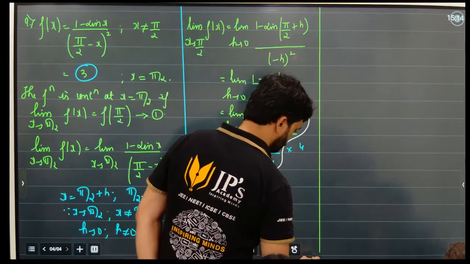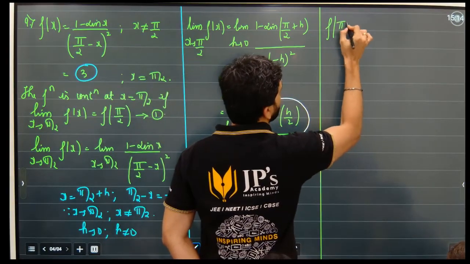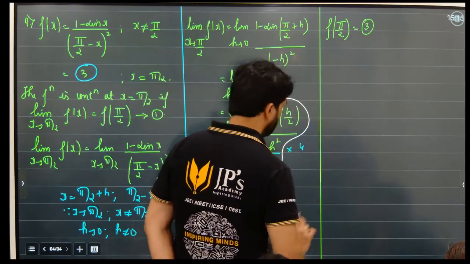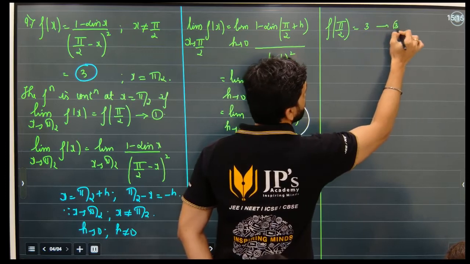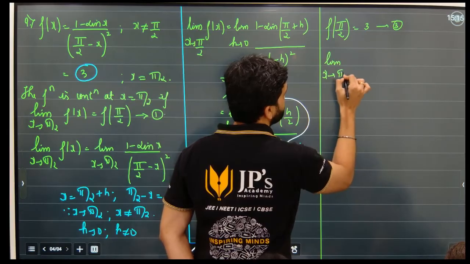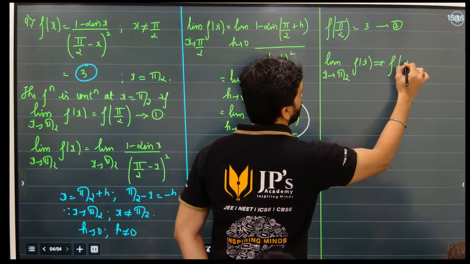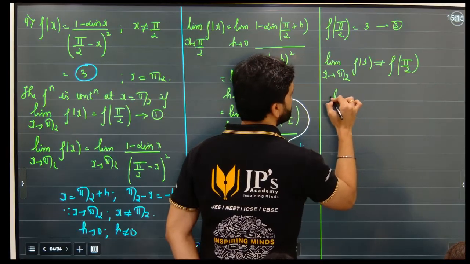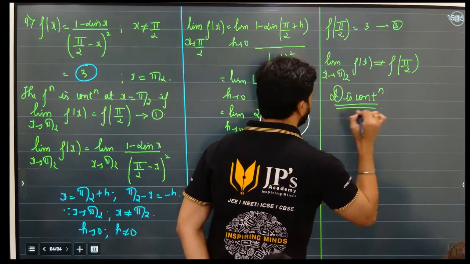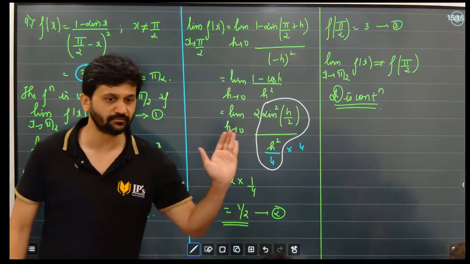Therefore, equation 2 gave the answer 1 by 2. f of pi by 2 is 3, which is equation 3. Therefore, limit x tends to pi by 2 f of x is not equal to f of pi by 2. Hence, the function is discontinuous, because according to the formula, it does not satisfy the condition.